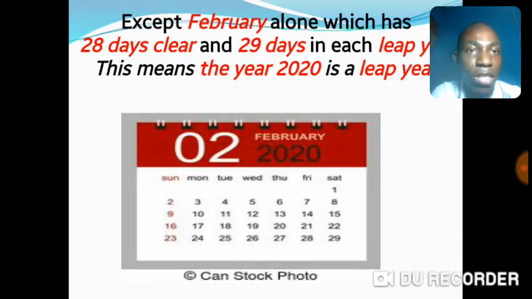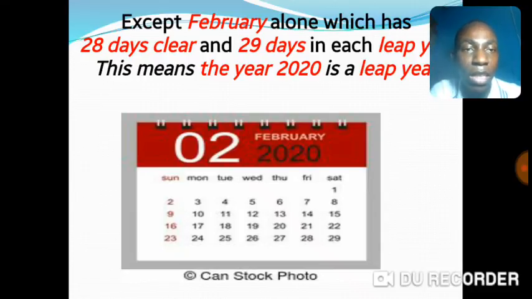This means the year 2020 is a leap year. I repeat again, this means that the year 2020 is a leap year. Why? Because February has 29 days in the year 2020, and so therefore that makes it a leap year.